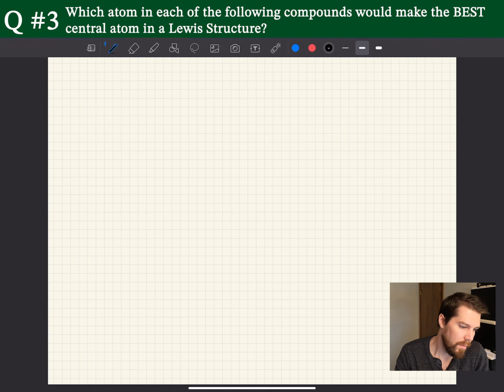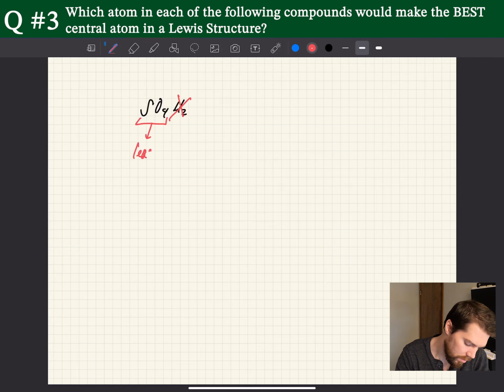Question 3: which atom in each of the following compounds would make the best central atom in a Lewis structure? Letter A, a compound containing sulfur, 4 oxygens, and 2 hydrogens. I know that hydrogen is a very poor central atom because it can only have 1 bond. Otherwise, we're looking, generally speaking, for the least electronegative, and that would be sulfur. So sulfur makes the best central atom in this one.